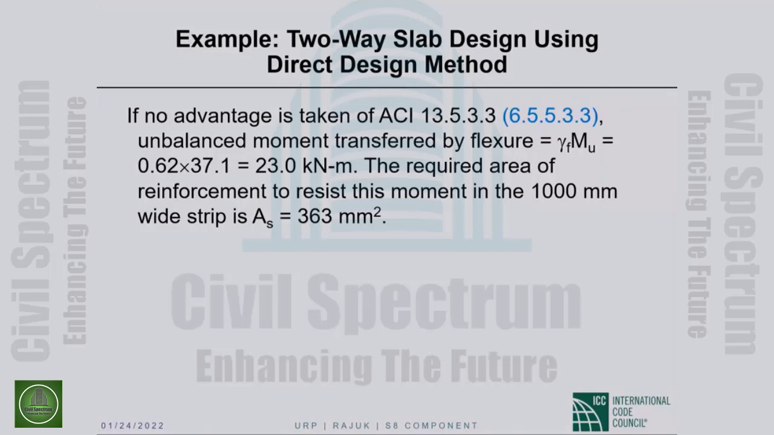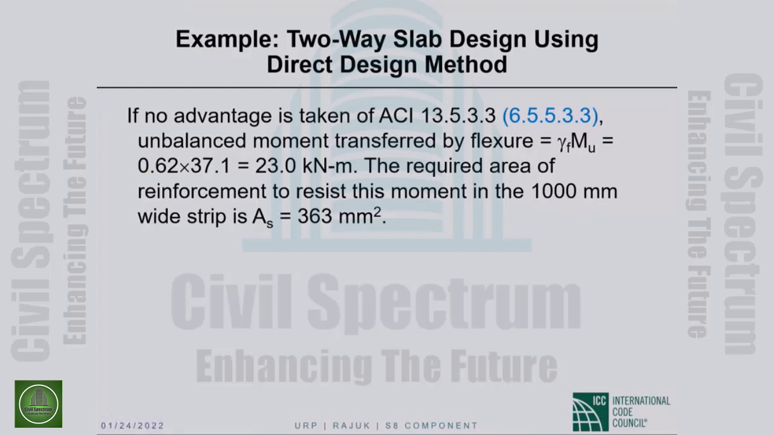Okay. First, I'm saying if we do not want to take advantage of that flexibility, if no advantage is taken of that ACI section, then unbalanced moment transferred by flexure would be 62% of the 37.1 kilonewton meters of unbalanced moment. That will give us 23 kilonewton meters. Required area of reinforcement to resist that moment in the 1000 millimeter wide strip. That calculation I did not show you. I probably should have written that.